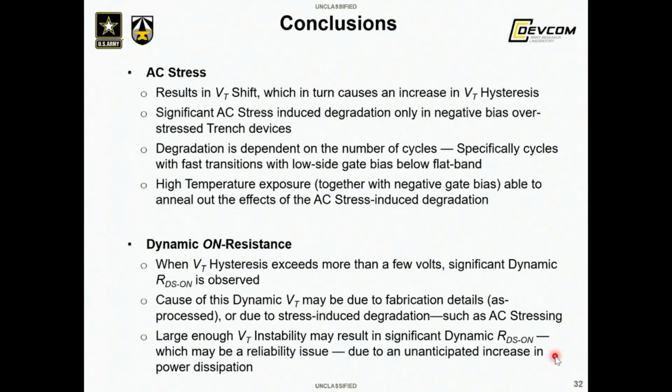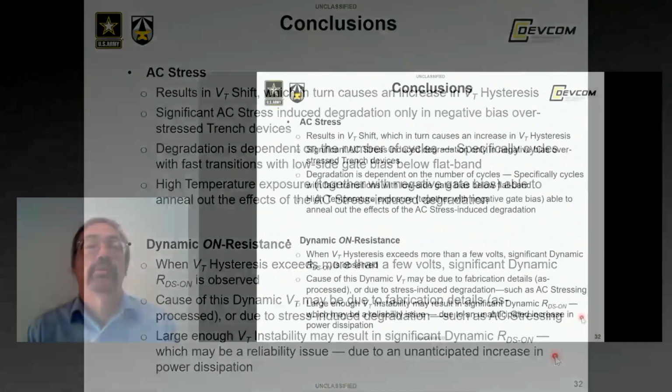Significant AC stress-induced degradation is only observed under negative bias overstress conditions, and then primarily in only one of the two trench devices from one of the two vendors. The degradation is dependent on the number of cycles, specifically cycles that have fast transitions, and with a low side gate bias that is below flat band into accumulation. That's when we see that degradation occurring.